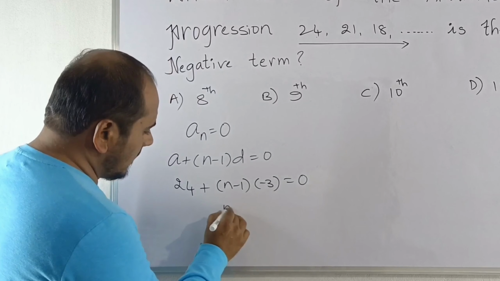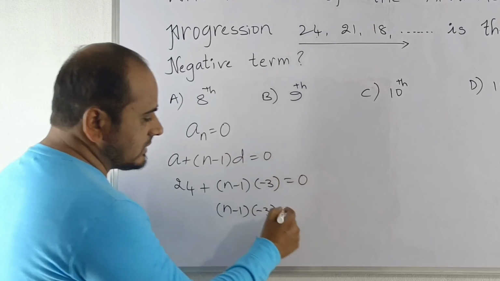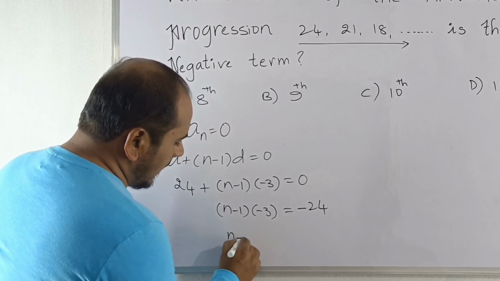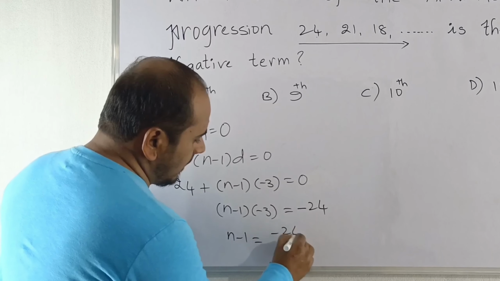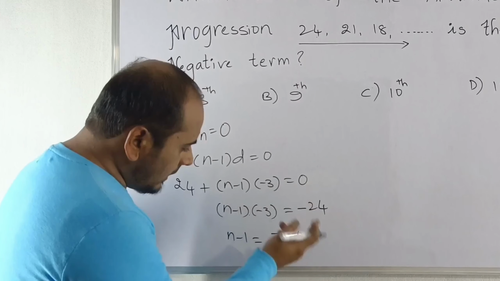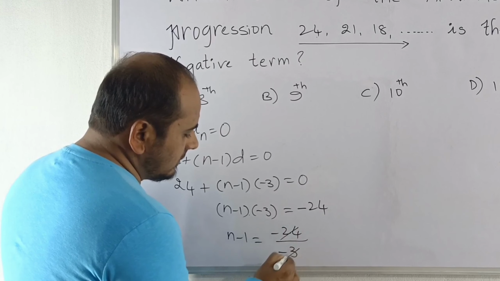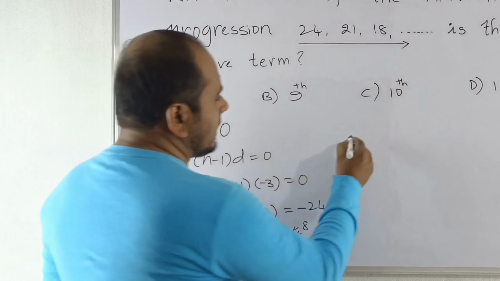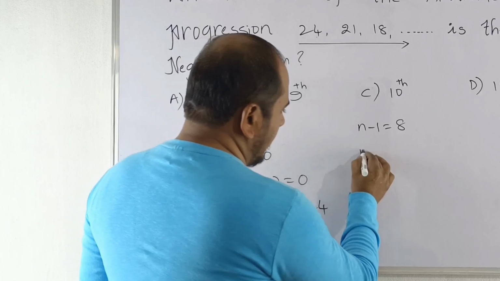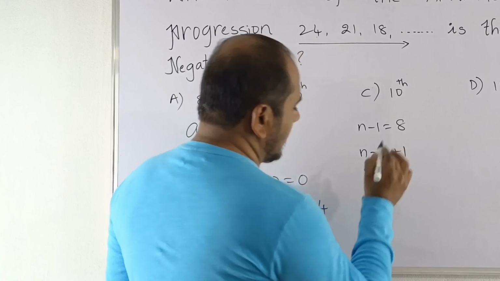And then (n minus 1) into minus 3 is equal to, this 24 you send that side, it will become minus 24. Then n minus 1 is equal to minus 24 divided by minus 3. Minus minus cancel, 3 eights are 24. So here n minus 1 is equal to 8. Then n is equal to 8 plus 1. So n value is 9.